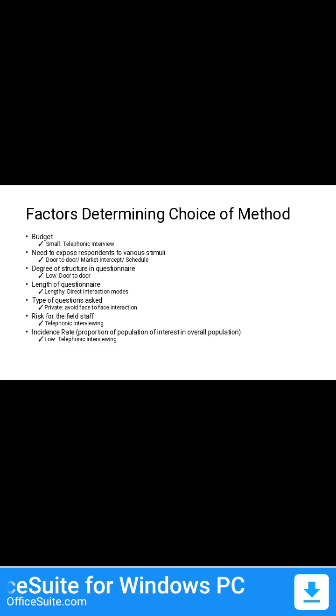Now the last one is the incidence rate. Now what do we mean by the incidence rate? Please understand, it has been written: proportion of population of interest in overall population. In overall population, what is the population of interest? What is the percentage of population of interest? Now what is the population of interest?